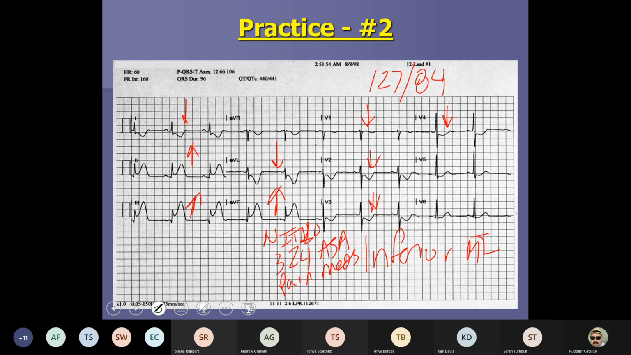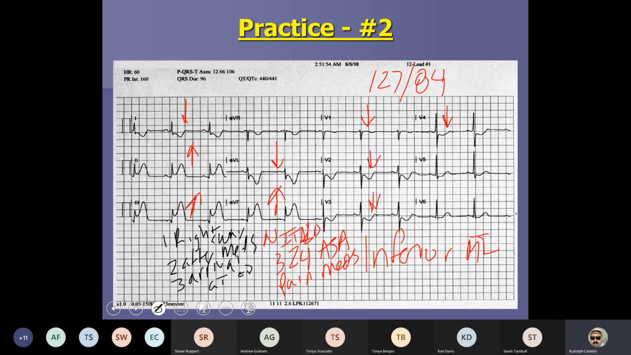Now, how many 12 leads are you going to do during transport? Walk me through how many 12 leads you're going to do and when you do them. Well, you get one right away, obviously. And then I would get another one after I give them all the meds. Then, depending on how long the transport time is, I would probably get another one right before getting to the hospital.